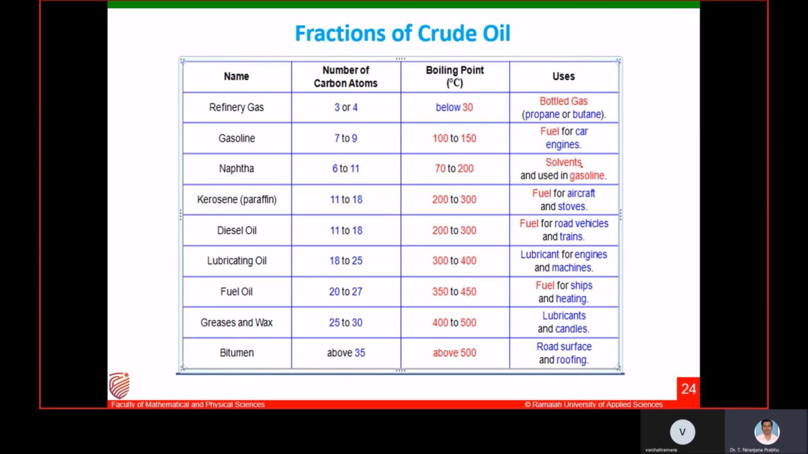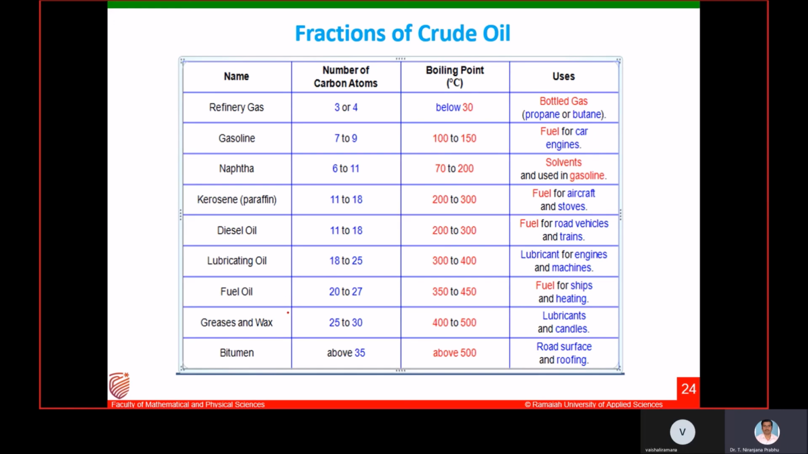So the use of naphtha is in the form of several solvents, and also used in gasoline. Okay. Kerosene or paraffin is another fraction where the number of carbon atoms in the hydrocarbon varies from 11 to 18, and its boiling point is also relatively high, 200 to 300 degrees centigrade. It is used as a fuel for aircraft and also for stoves. Diesel will have hydrocarbons 11 to 18, and boiling point 200 to 300. It is used as fuel for road vehicles and trains.